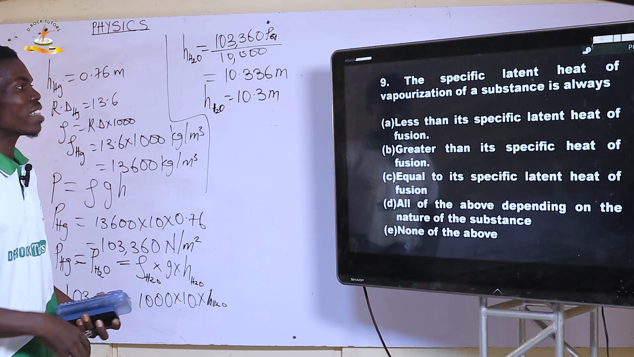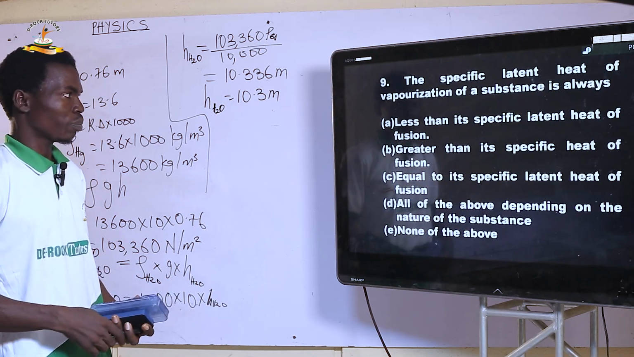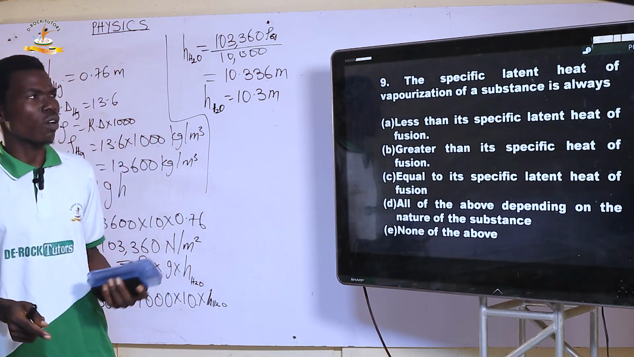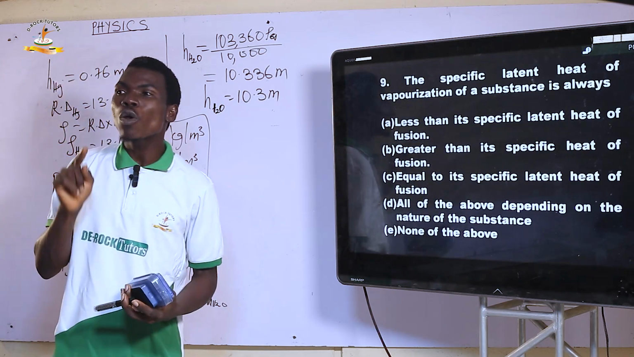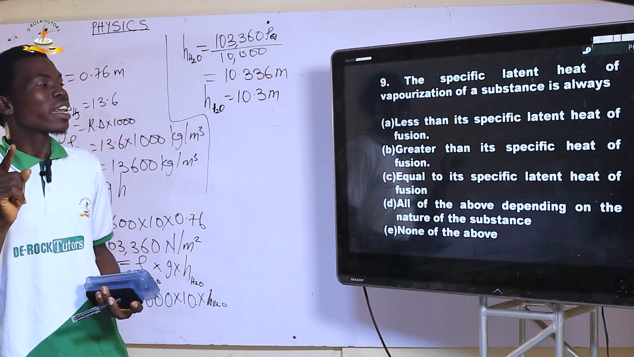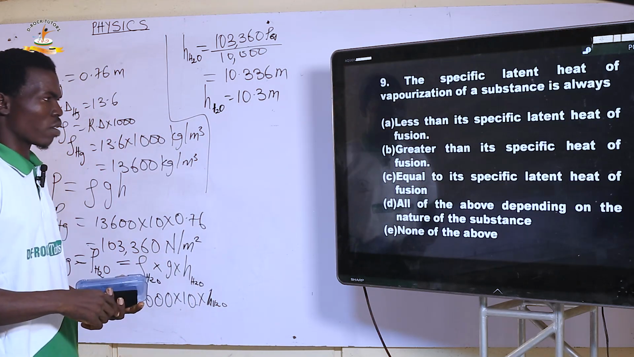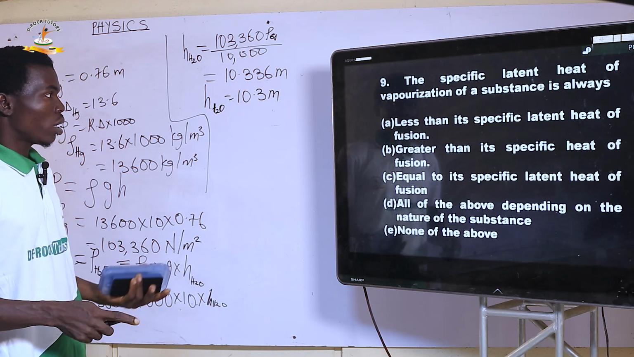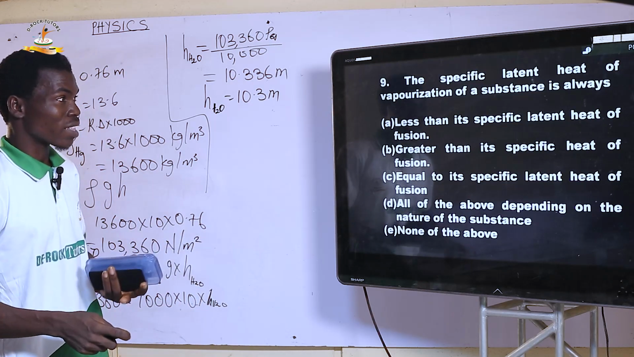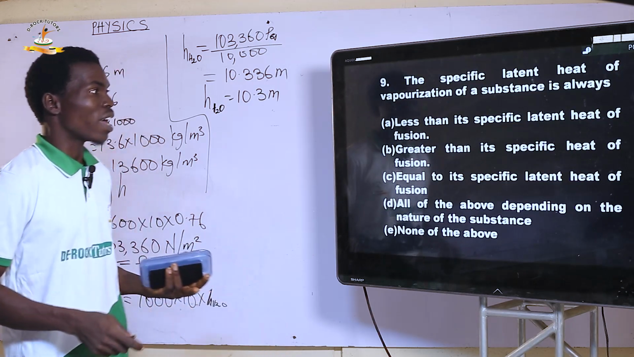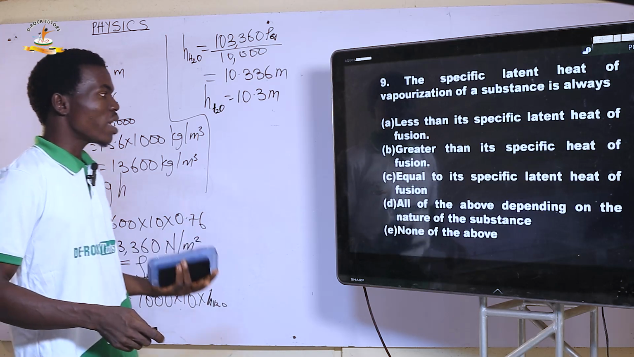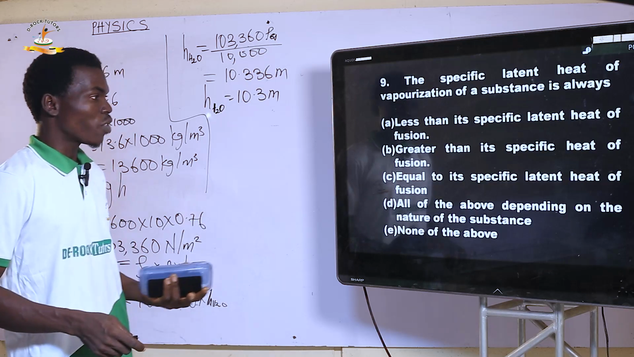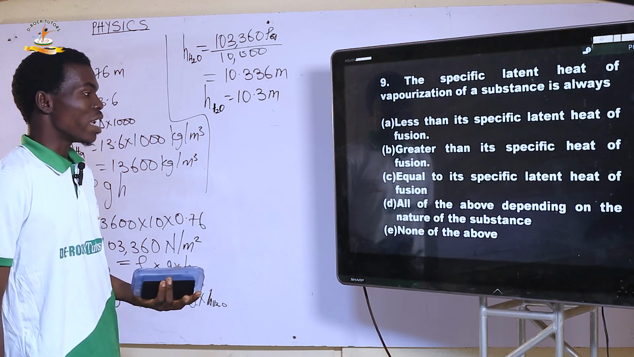So the first option says is less than its specific latent heat of fusion. Don't forget, we have one thing that is sure. Anytime you talk of specific latent heat of vaporization, is always greater than the specific heat capacity of that substance. The next one is greater than its specific heat of fusion. First one is less than the specific latent heat of fusion. B is greater than its specific heat of fusion. C, equal to its specific latent heat of fusion. The last one says all of the above depending on the nature of the substance. E, none of the above.